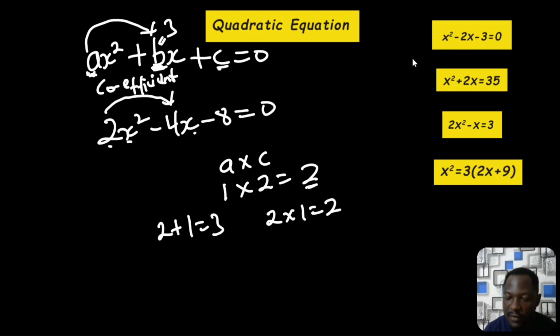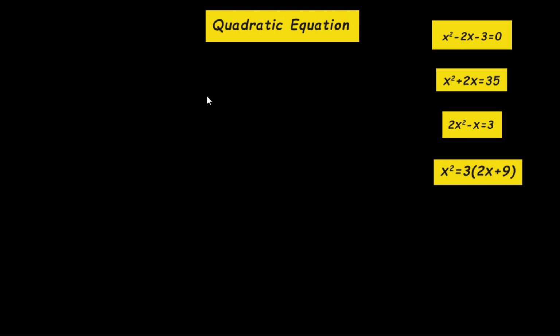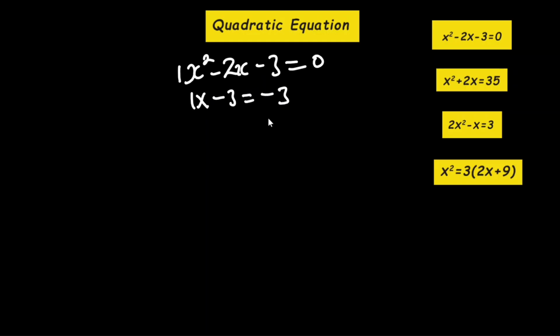So let's consider this first question for you to understand it more. The first question we have is x squared minus 2x minus 3 is equal to 0. Over here, 1 is in front of the x squared. I'll multiply the 1 by the c, which is the constant. So 1 times negative 3 gives me negative 3. I have to find the factors of negative 3 that, after I've multiplied, give negative 3, but after adding, give negative 2.